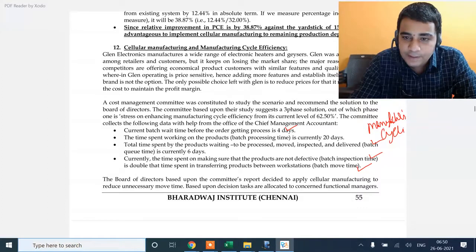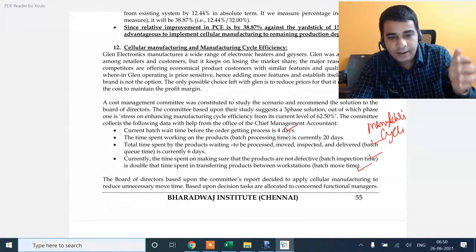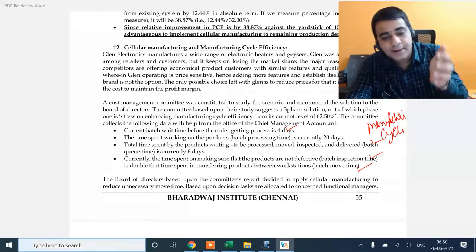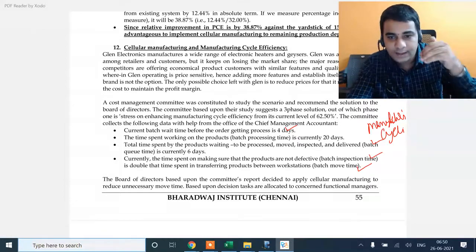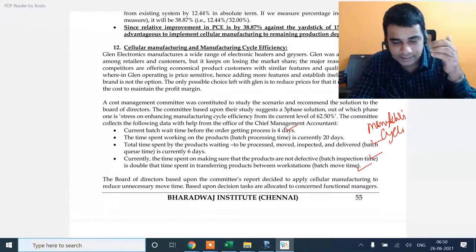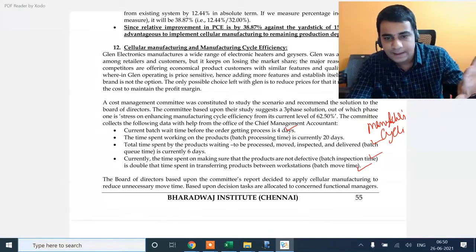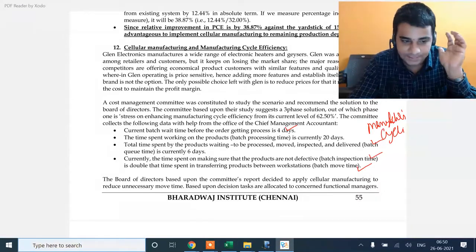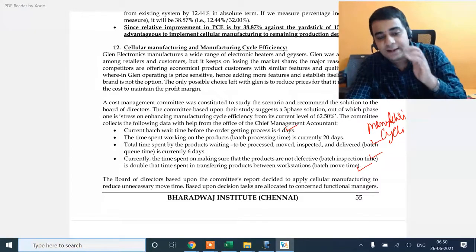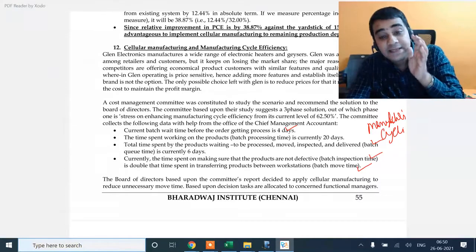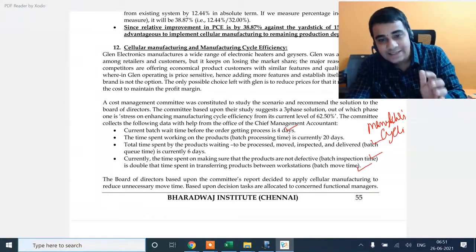Before the order getting processed means I get an order and I start processing that order after 4 days. I'm not sure why I wait for 4 days. Could be that after getting the order I do some checks and balances and then start the processing, or maybe I wait for purchase of material. It could be multiple reasons, but this is before manufacturing. This 4 days is not part of manufacturing cycle efficiency. It is technically non-value added, but it's not part of the MCE computation.